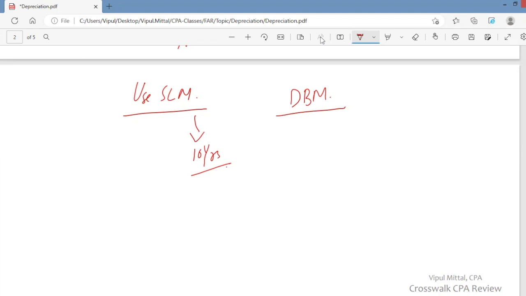Under this method, you record more depreciation in earlier years and less depreciation in later years. Why? And why is this method preferred? This method is preferred when the productivity of the asset falls in later years. So in initial years, the asset is more productive, more efficient.